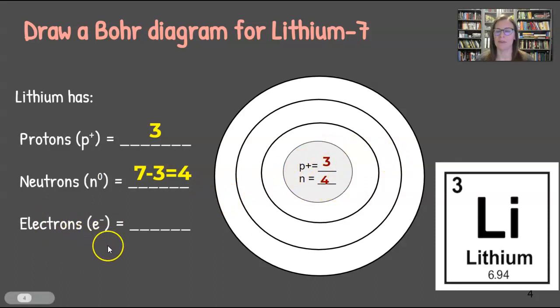Now I need to be able to do the electron part, which is the new part. Electrons have to be the same as protons because this is a neutral atom. We have to have the same amount of positive and negative. So now I'm going to put those in the correct order. Remember, the first energy level here can only hold 2. So we're going to put the first 2 electrons in. We still have 1 more to add, so we're going to jump up to the next level. All right, so there's my Bohr model for lithium.